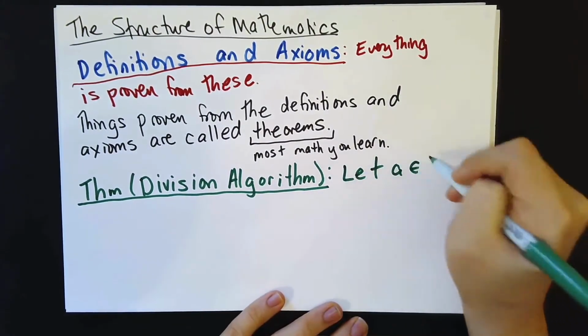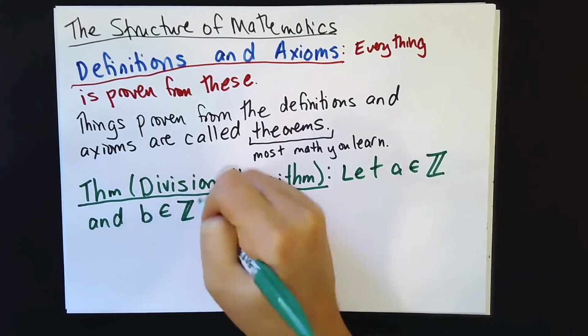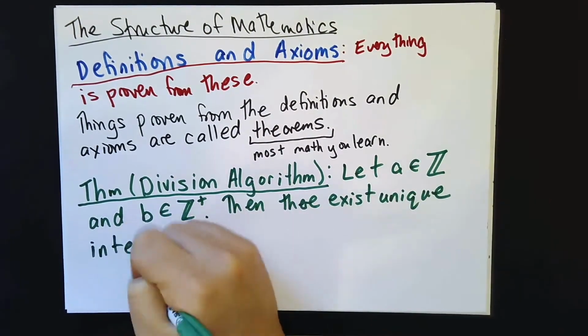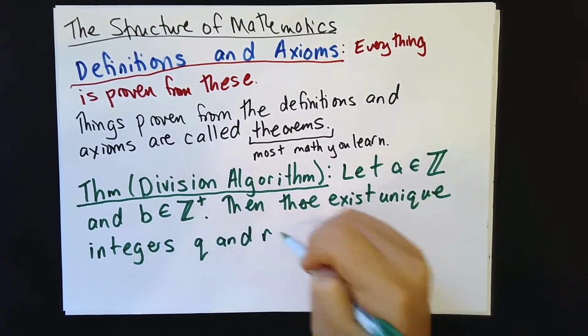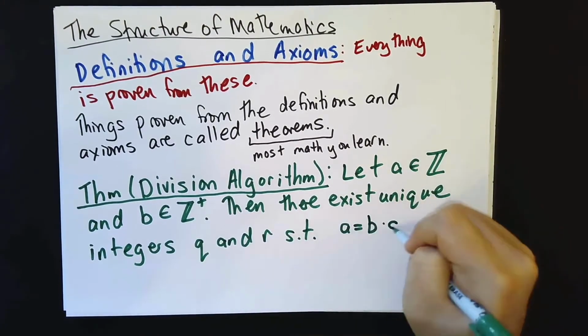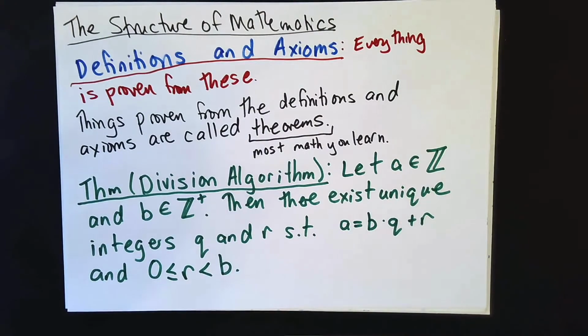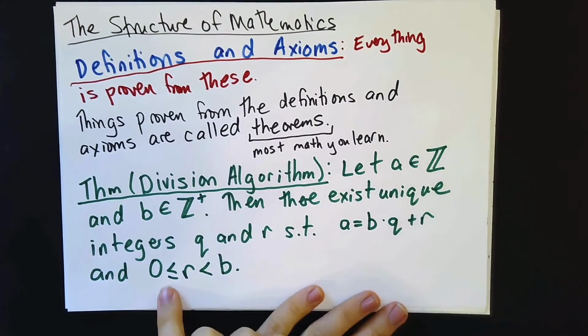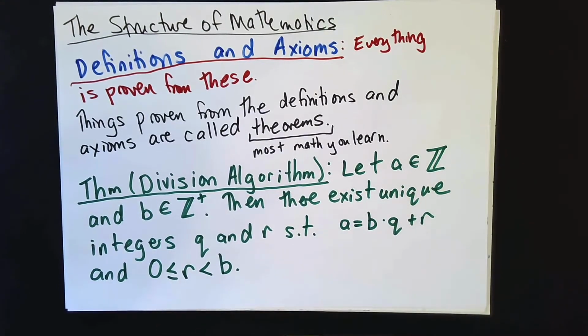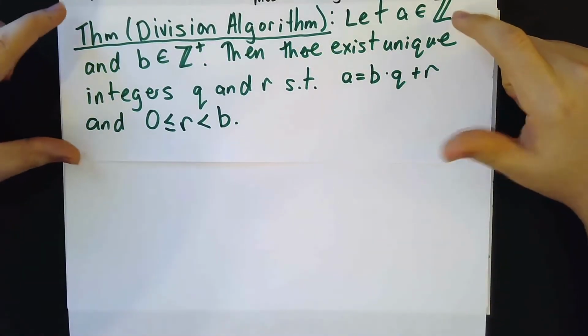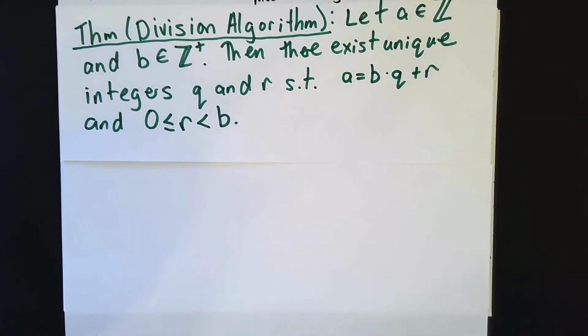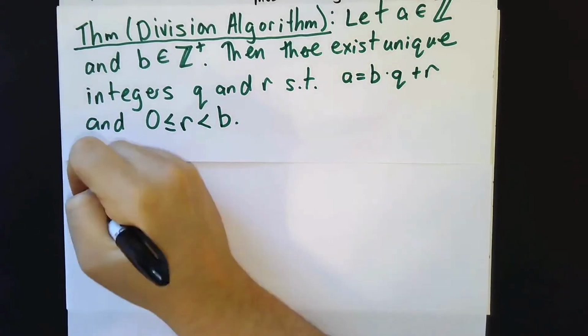If we let a be an integer and b be a positive integer, then there exist unique integers q and r such that a is equal to b times q plus r, and r is between 0 and b, where notice I have a less than or equal to here, and a strictly less than here. So there are lots of things to say about this theorem. But before I say any of them, let me just do an example of applying this.